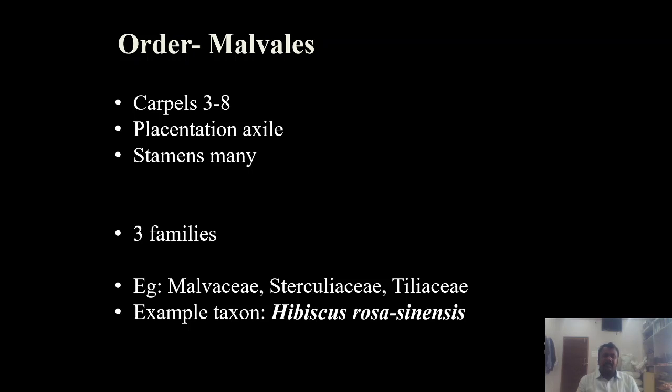The carpel number here is 3 to 8, and the placentation is axile. Many stamens, but most of the stamens are monothecous. Three families were recognized in this order: Malvaceae, Sterculiaceae and Tiliaceae. The well-known example is Hibiscus rosa-sinensis.